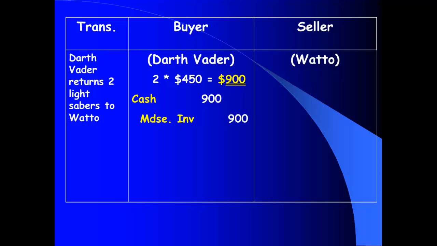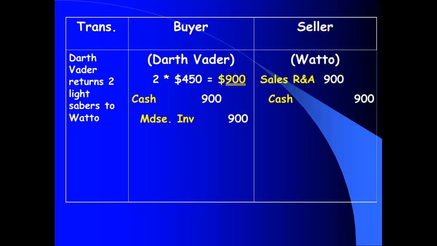How about the seller? What account do we debit when a customer brings something back to us? Sales returns and allowances. We have more sales returns and allowances. A contra account to sales goes up with a debit. Good. What do I have less of? Got to give them some money back. Less cash, an asset, goes down with the credit.